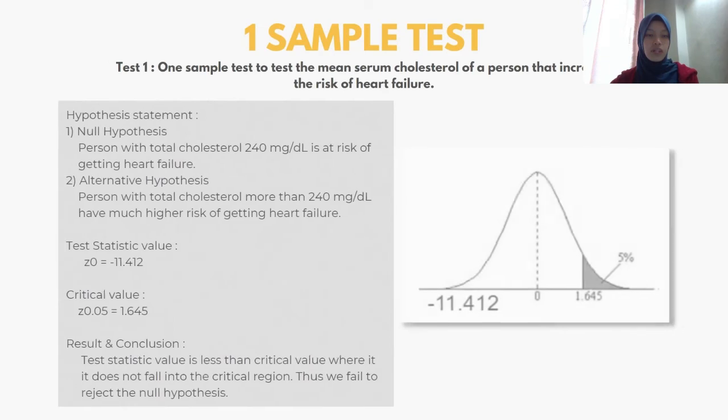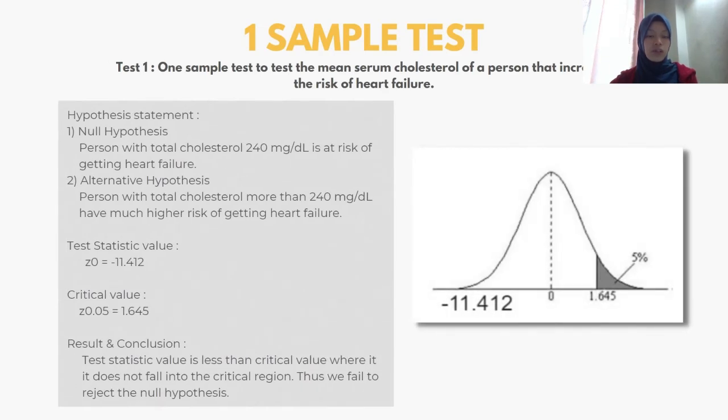For the first one, we have the one sample test. In this part, we make a one sample test to test the mean of the serum cholesterol of a person that increases the risk of a heart failure. Based on our research, the null hypothesis is that a person with total cholesterol 240 mg/dL is at risk of getting heart failure. And the alternative hypothesis here will be that a person with total cholesterol more than 240 mg/dL has a much higher risk of getting heart failure.